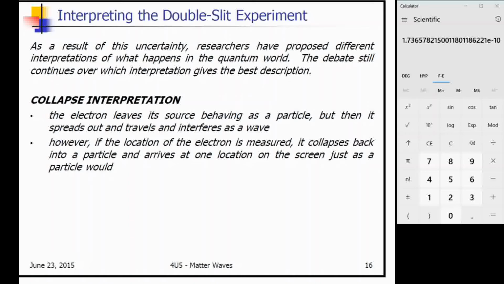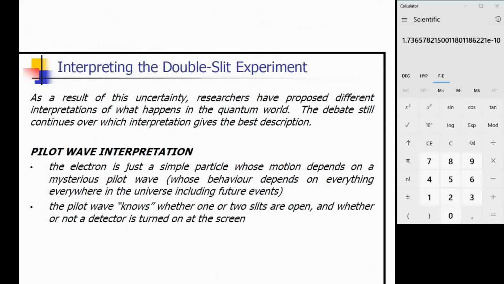So remember, when you're observing electrons passing through the double slit, they behave as particles. They don't exhibit wave-like patterns. So the idea here is that when you're observing them, they collapse into behaving like particles. When they're unobserved, they behave as a wave, but as soon as you observe them, you collapse them into this particle-like behavior. So that's our collapse interpretation.